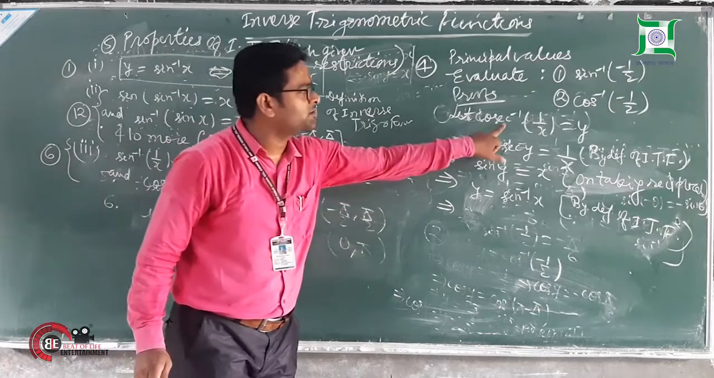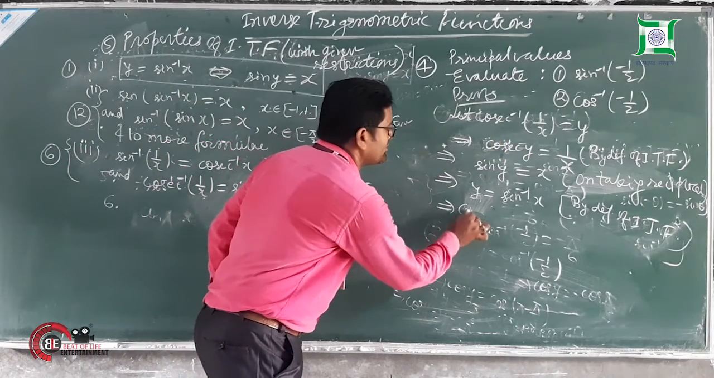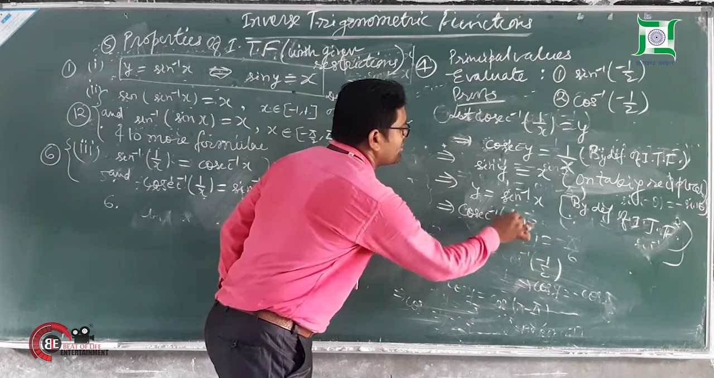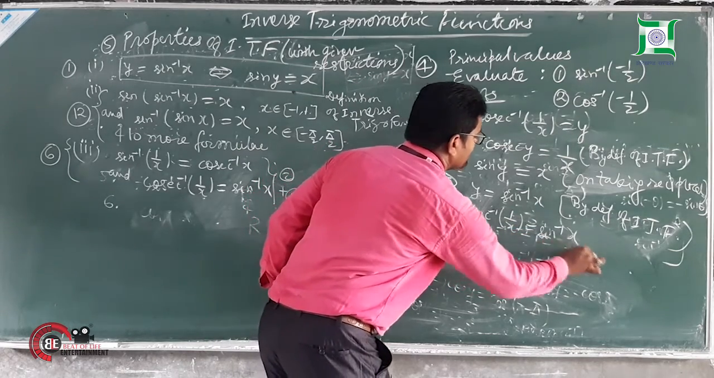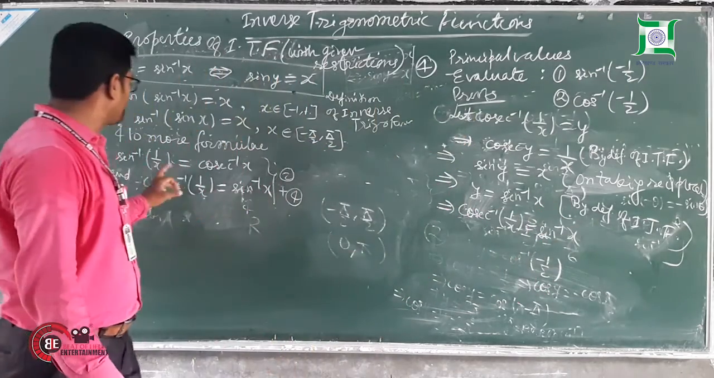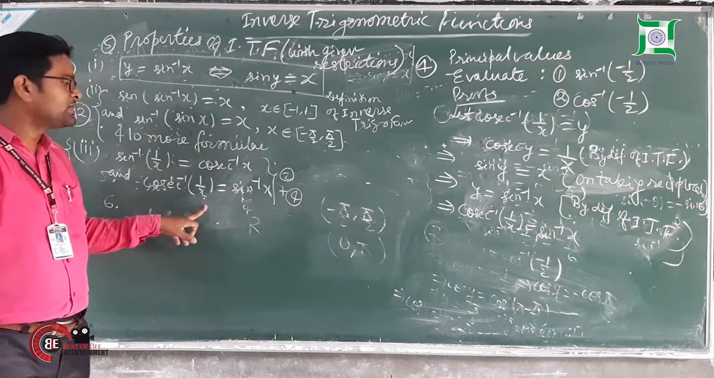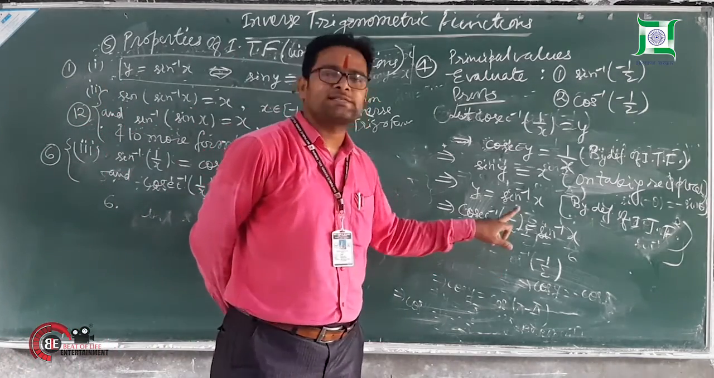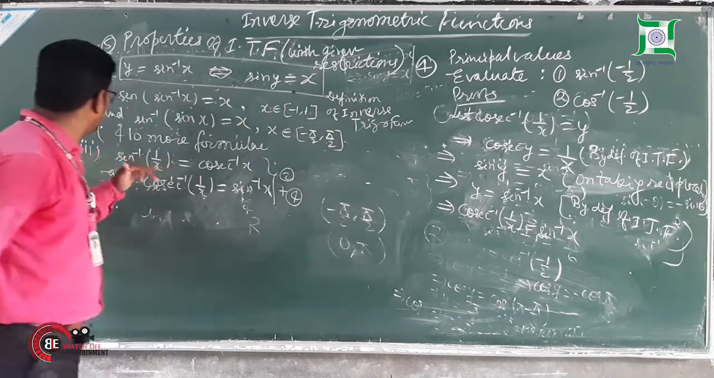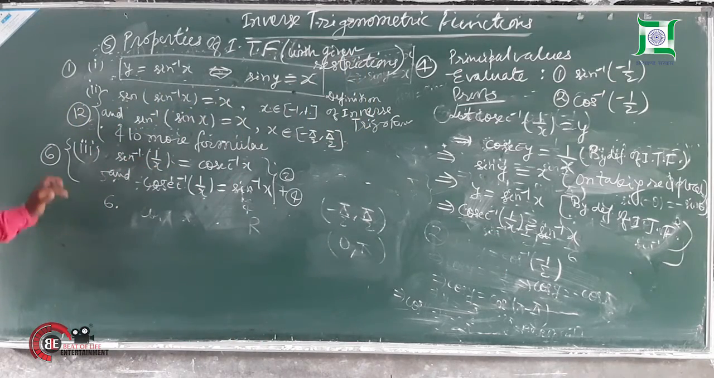What is y here? Cosec inverse 1 by x. So cosec inverse 1 by x is equal to sine inverse x. Is it proved now? Just see. Cosec inverse 1 by x is equal to sine inverse x. See, I have proved it. In the same way, we can prove all the 6 formulae which we can write here.